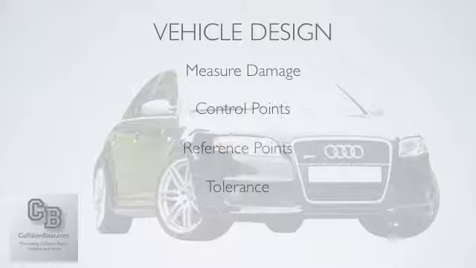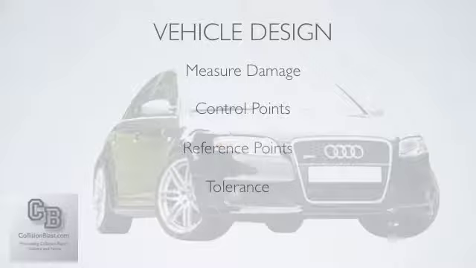Now reference points is what you're going to use when you go to measure the damage. It could be a control point from the factory, it could be a hole, but it could also be a bolt or just anything that they reference as a point. So whenever you look at the specifications, it's going to give you references. From this bolt to that bolt should be, you know, 33 millimeters or whatever. So that's what a reference point is.